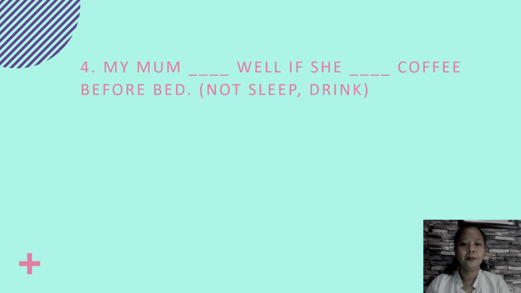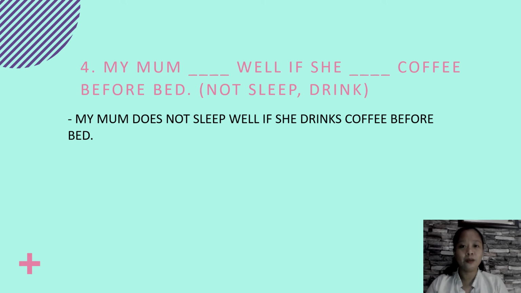For item number 4, my mom blank well if she blank coffee before bed. Your verbs are not sleep and drink. What is the correct form of the verb? Correct. My mom does not sleep well if she drinks coffee before bed.